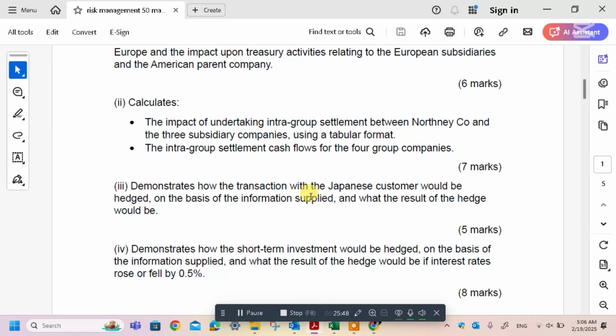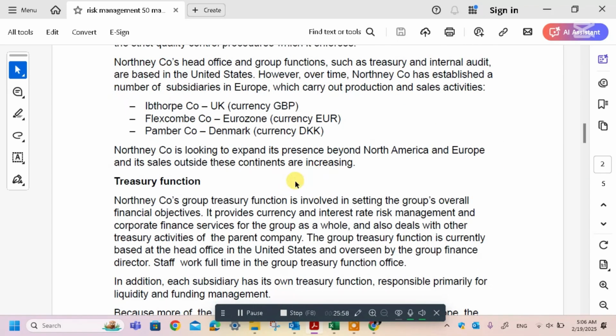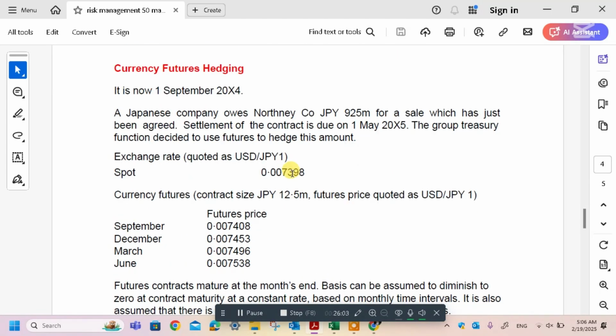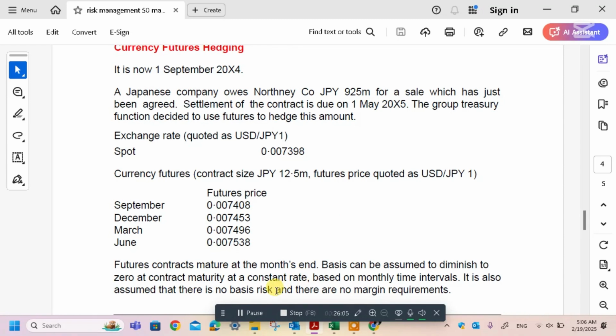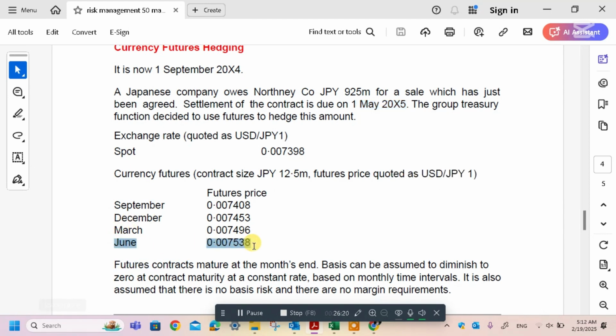Demonstrate how the transaction with the Japanese customer would be hedged on the basis of information supplied. So I remember they mentioned they are going to use futures contracts to hedge the foreign currency risk. Let's go there. This scenario, currency futures hedging. It's now 1st of September, right? And they are receiving something on 1st of May. So definitely it has to be June futures. June futures. All right, let's start our calculations.